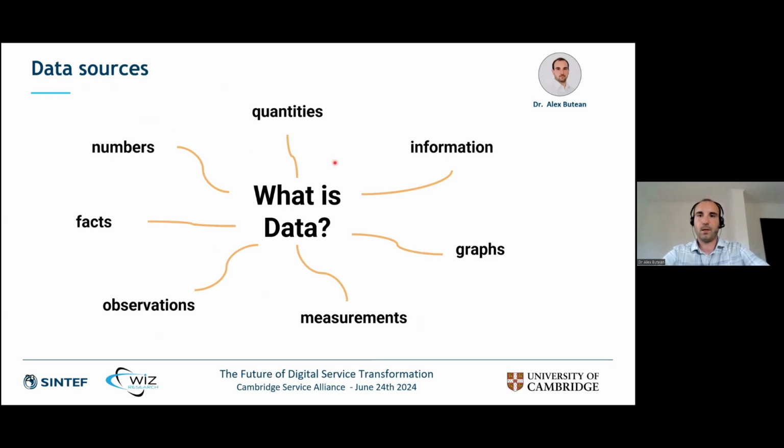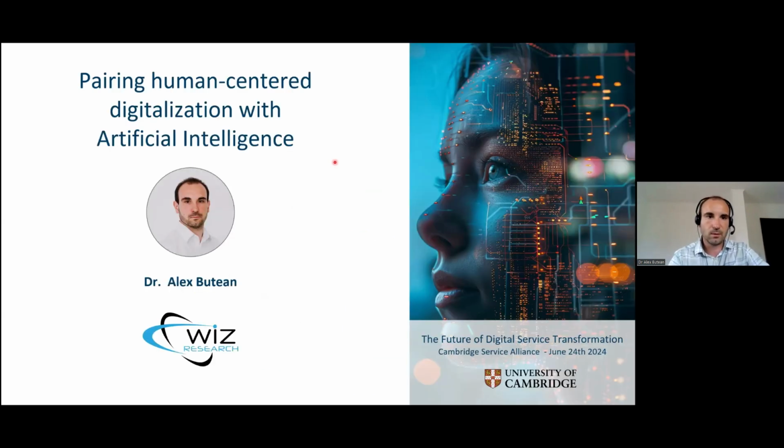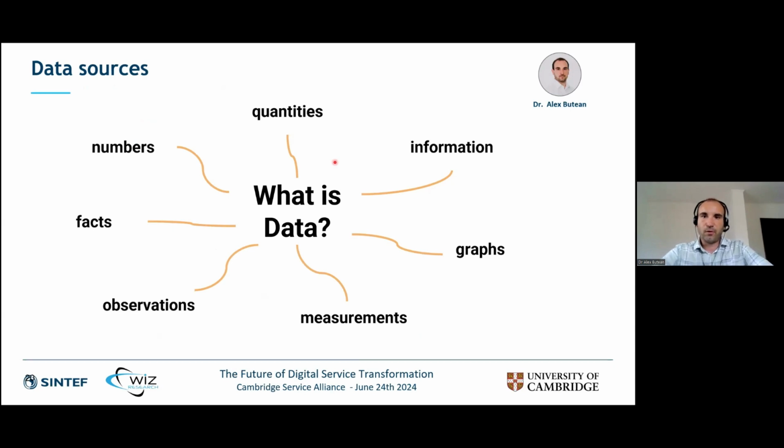Now, the first thing I wanted to talk about is data sources. Everybody is talking about using artificial intelligence in many other ways, but the most important thing is to properly categorize the data sources. I'm talking from an experience of integration in complex systems in the past 10 years.